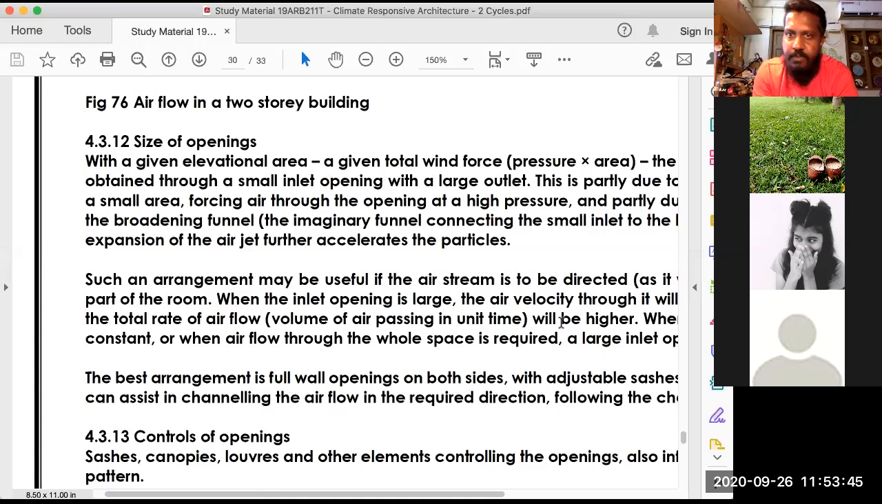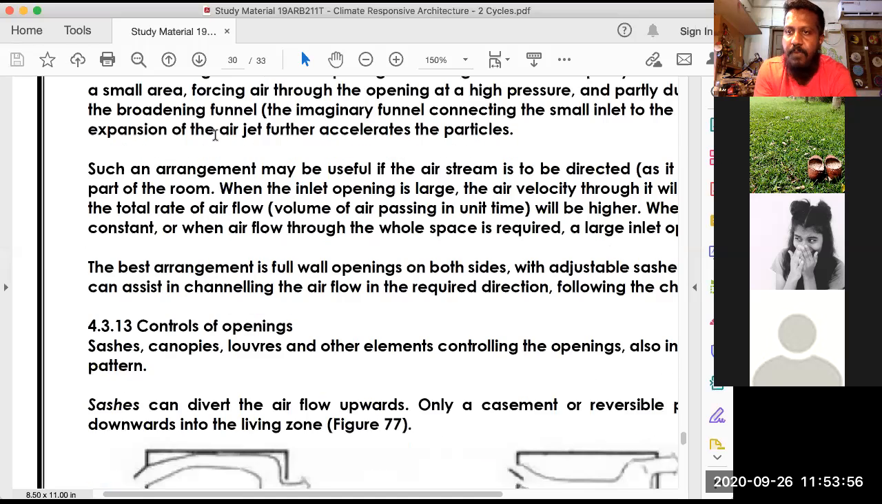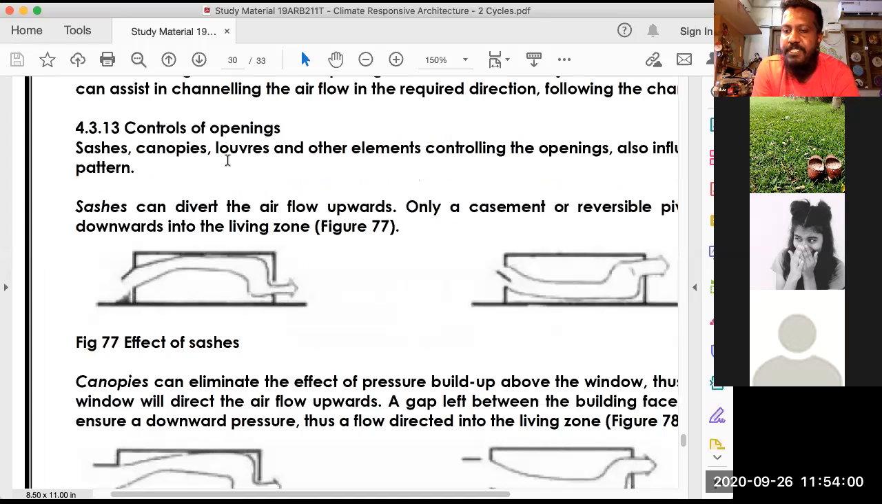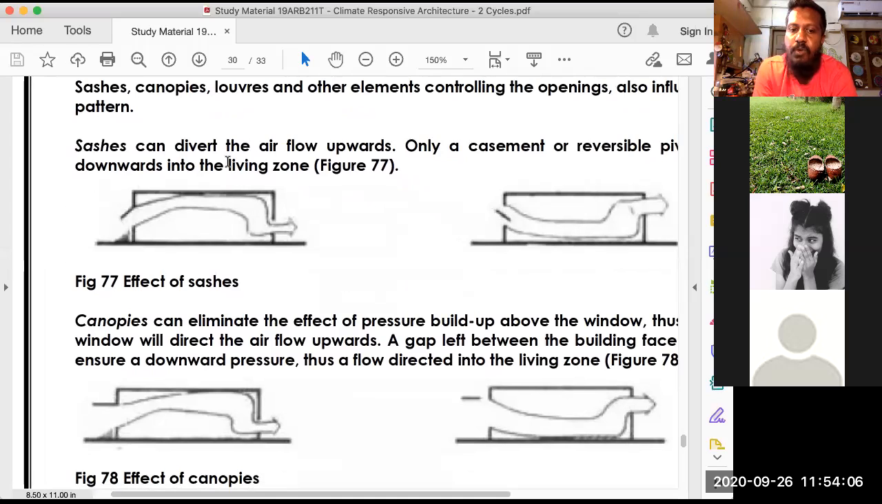On the same topic, if you look into point 4.3.12, Size of Openings, in the book which I've given you, please read it. You will find the same content there, the same explanation which I gave now. So this is about sashes. Sashes are nothing but vertical or horizontal openings. There are other things about louvers. Canopies are nothing but shades, water shades.